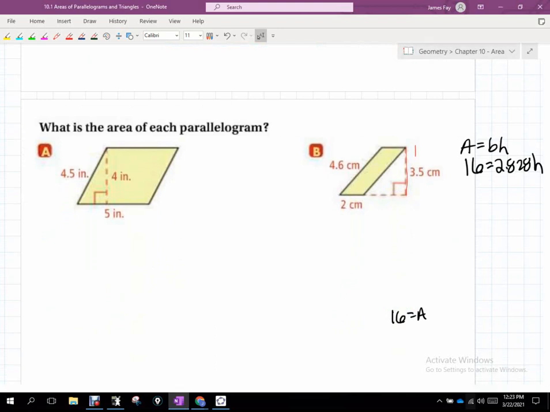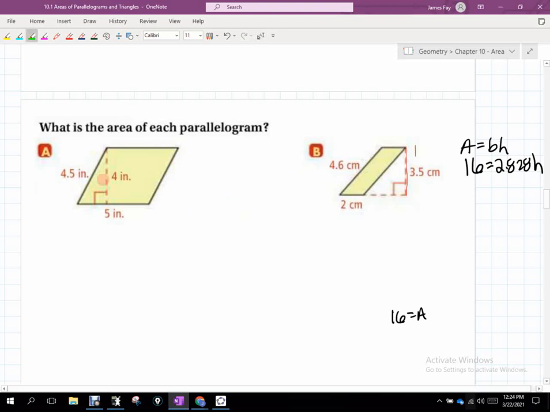What they like to do, in practice problems, is give you extra distances that you don't need. So in question A there, what two things am I going to multiply together? 4 and 5. 4 is the altitude, 5 is the base. Okay, so we get 20. In B, what two distances are you going to multiply together there? 3.5 and 2. Okay, so you always go to the base that the altitude is drawn to. Okay, so 3.5 times 2, and we get 7.